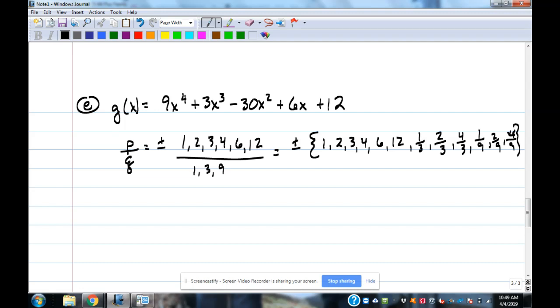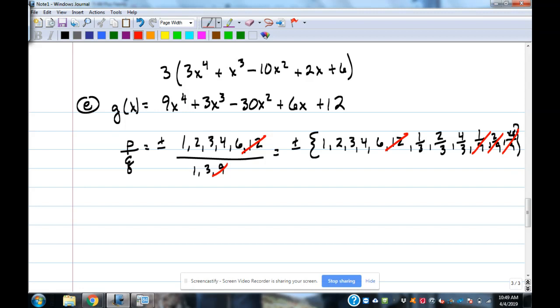So if we'd taken that out, we would have had 3x to the 4th plus x to the 3rd minus 10x squared plus 2x plus 6. And then all that would have done was eliminated that factor, and that would have eliminated the 12 and anything that had a 9 in the bottom of it.